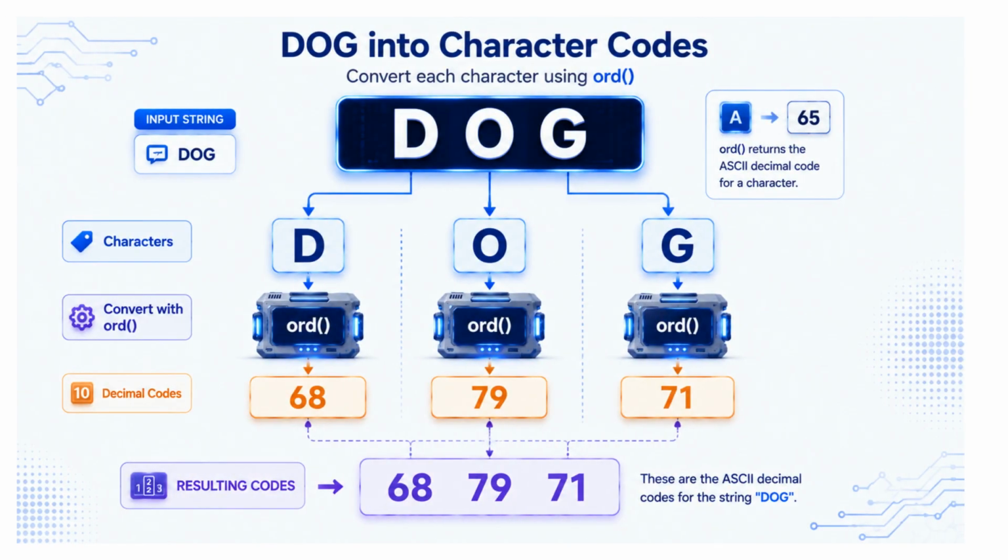Now let's convert an entire string into character codes. Here we have the word dog. First, we look at each character separately, D, O, G.